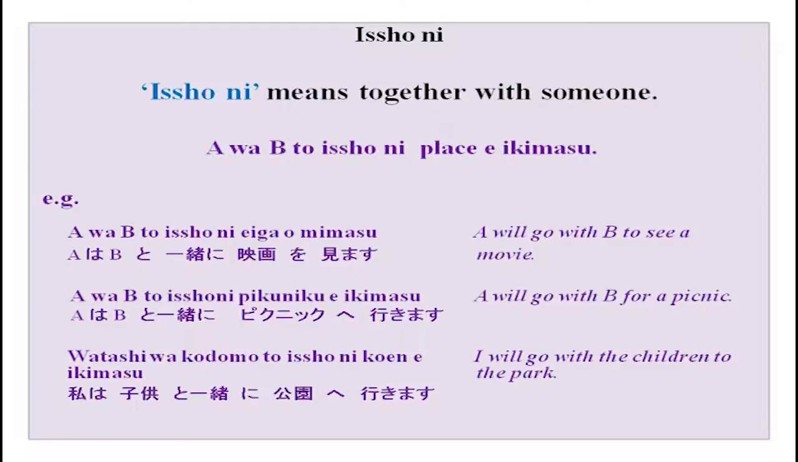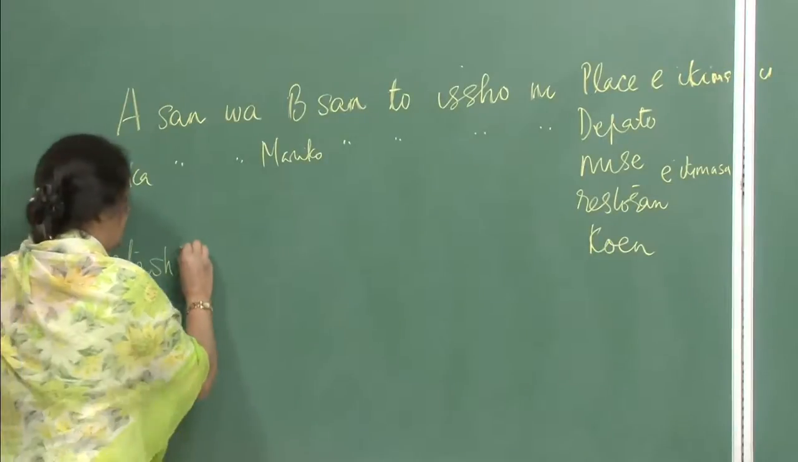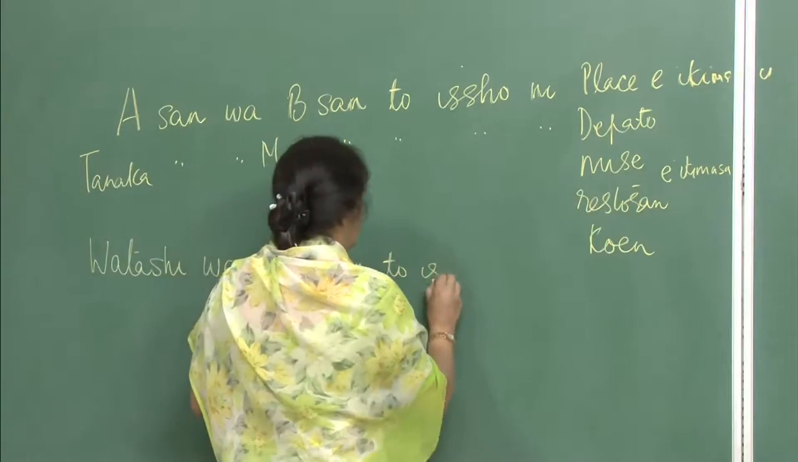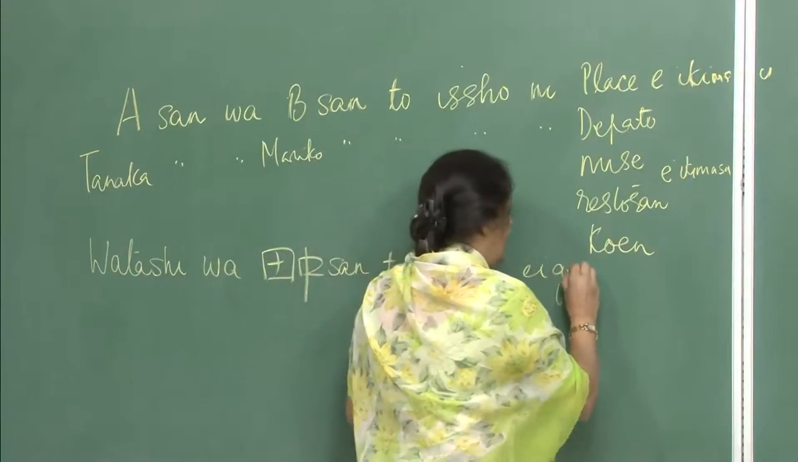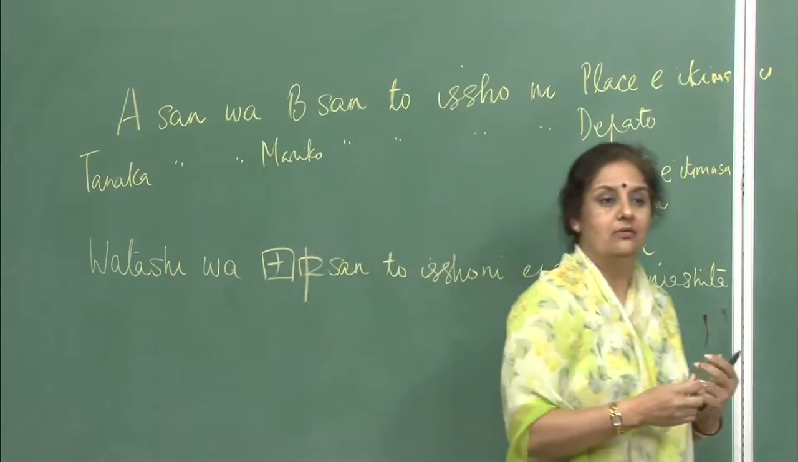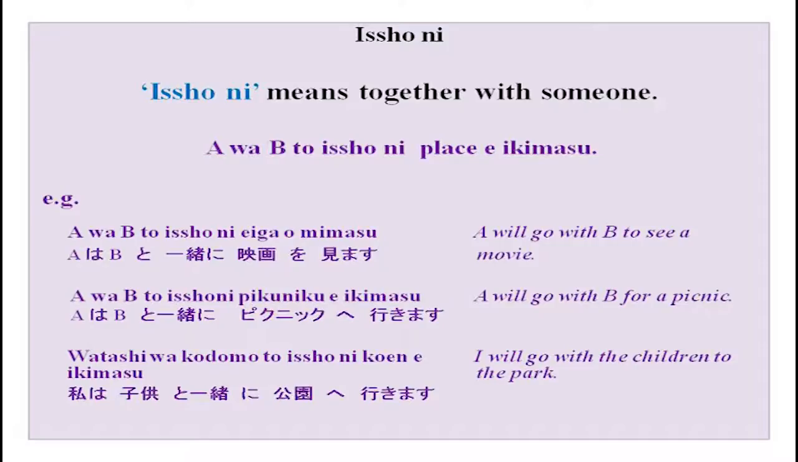For example, it's given over here: A wa B to issho ni eiga o mimasu. Watashi wa Tanaka-san to issho ni eiga o mimasu. I saw a film with Tanaka-san. So you can use it like this, to issho ni. A wa B to issho ni picnic e ikimasu. I will go with B for a picnic. Watashi wa kodomo to issho ni koen e ikimasu. I will go with the children to the park. So you can use issho ni like this. It's a good thing to know.